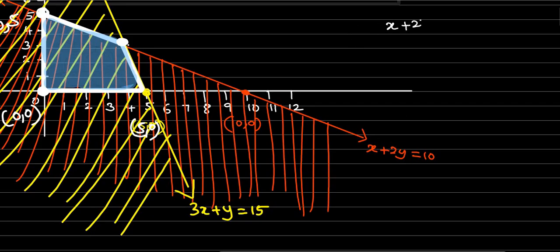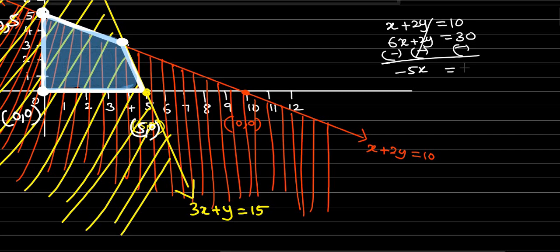First one, x plus 2y equal to 10. Second, 3x plus y equal to 15. I'll multiply this by 2 so that we can eliminate y first. So 6x plus 2y equal to 30. Now change the sign. On changing the sign, 2y and minus 2y get cancelled, and here we have minus 5x equal to minus 20. The negative sign cancels. 5 fours are 20, so x equal to 4. No doubt in it, x equal to 4. Here also you can see x equal to 4.